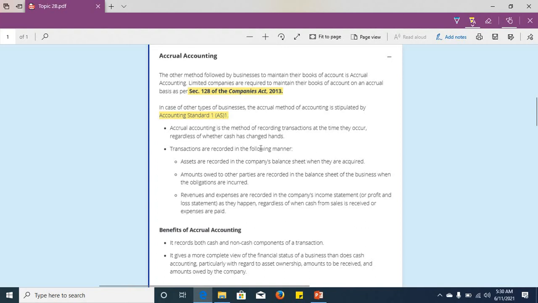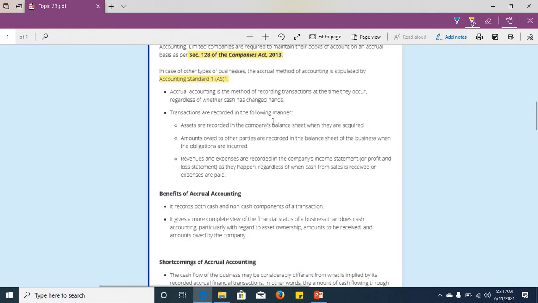Right? So accrual is a method of recording transactions at the time they occur, regardless of whether cash has changed hands or not. So as soon as the transaction happens, that is to be recorded in books of account, there may or may not be cash flow. Transactions are recorded in the following manner. Assets are recorded in the company's balance sheet when they are acquired. Amounts owed to other parties are recorded in the balance sheet of the business when the obligations are incurred. Revenues and expenses are recorded in the company's income statement or profit and loss account as they happen, regardless of whether cash from sales is received or expenses are paid.